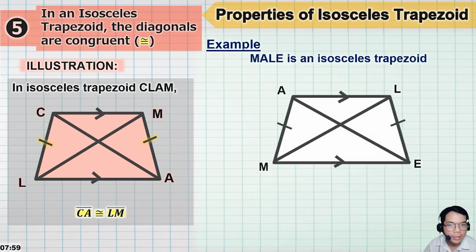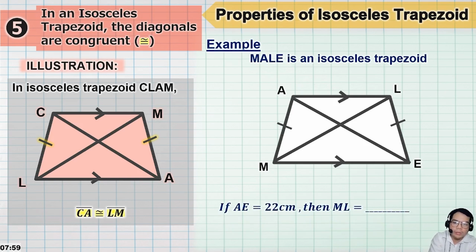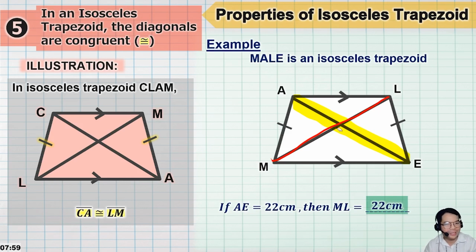So, in application, let's have this given example. We have here trapezoid MALE, an isosceles trapezoid. Let's answer the following. First, if the measurement of line segment AE is equal to 22 centimeters, what do you think is the measurement of diagonal ML? Anyway, since diagonals of an isosceles trapezoid are congruent, therefore, it's also going to be equal to 22 centimeters. So, yun lang naman yung limang properties.